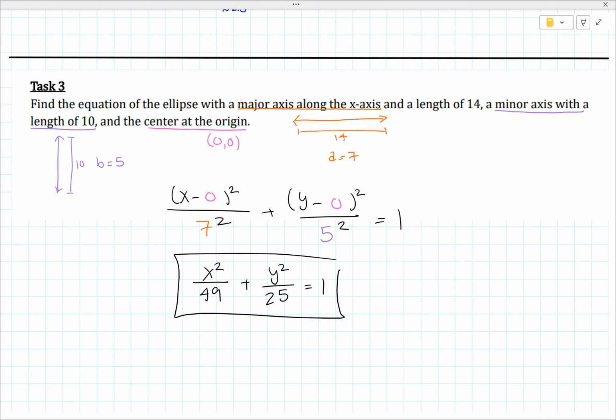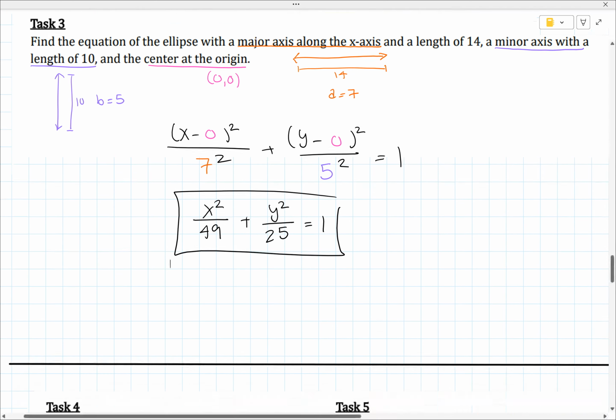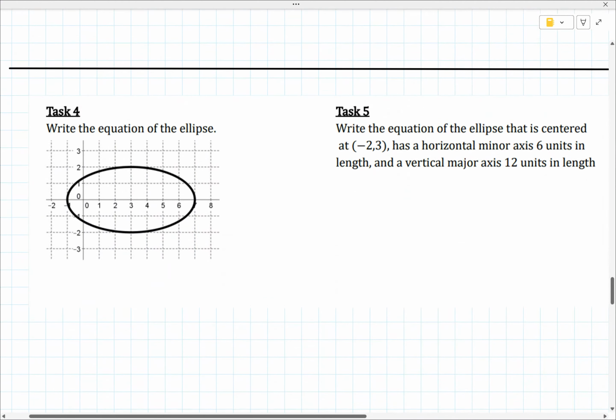All right, so task 4 and 5 are very similar, giving you some information and having you write equations. So go ahead and try both of those. A little longer of a pause, and then check them. So try both task 4 and 5.